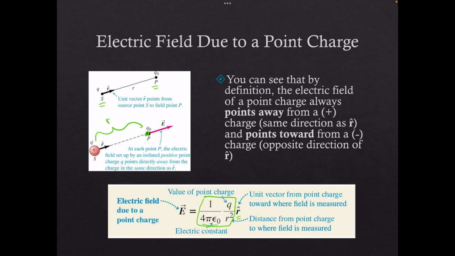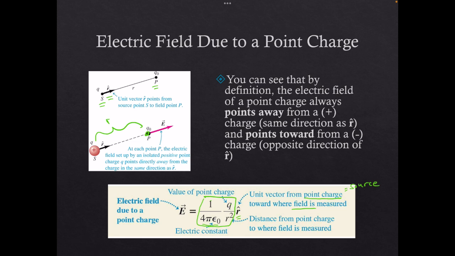You may not have ever heard of r hat. You know what i hat is, you know what j hat is, you know what k hat is. You may even know what s hat is, that's cylindrical coordinates. You may know what theta hat is. Those are all unit vectors. r hat is a unit vector as well, and r hat has a special meaning. It is the unit vector that points from the source, which is the point charge, to the field point. That is always the direction of r hat. It points from source to field.